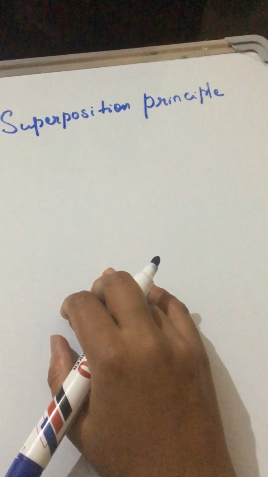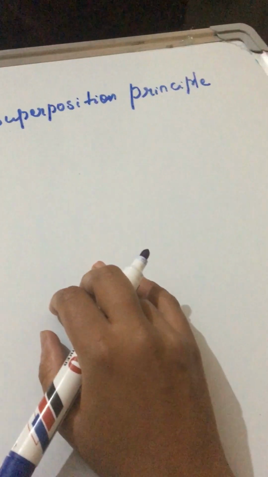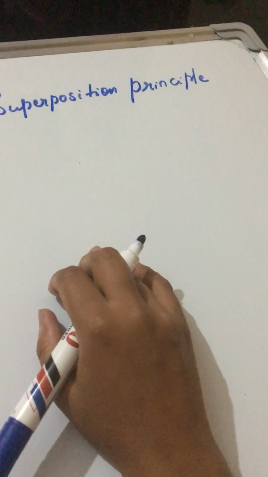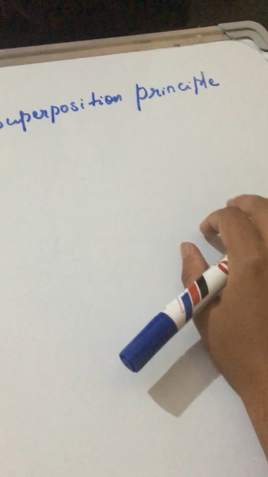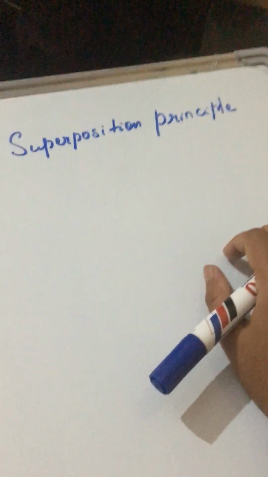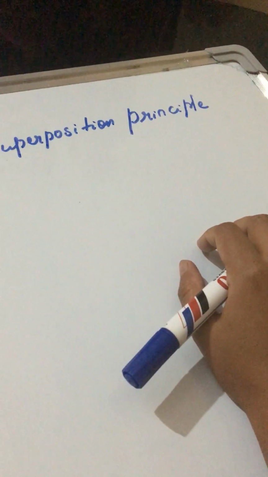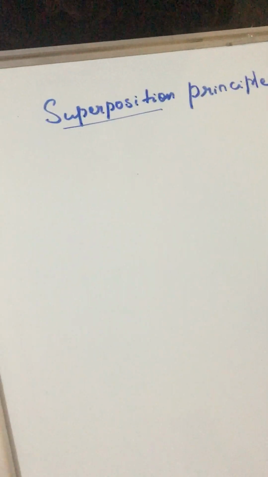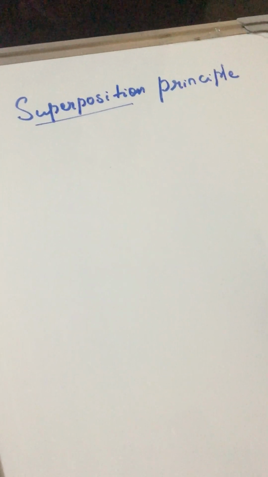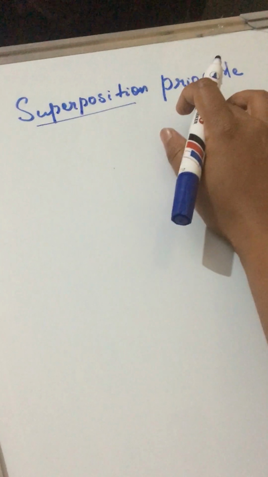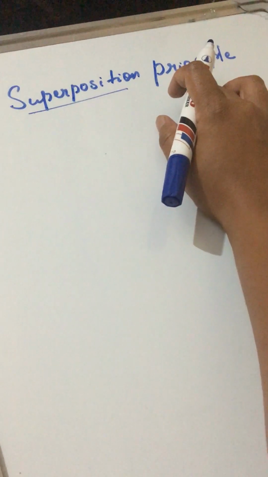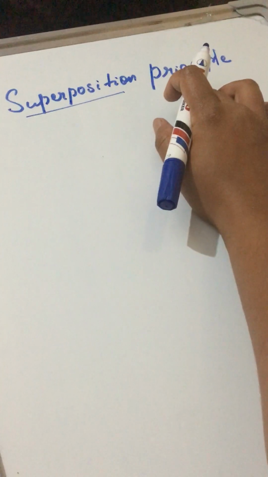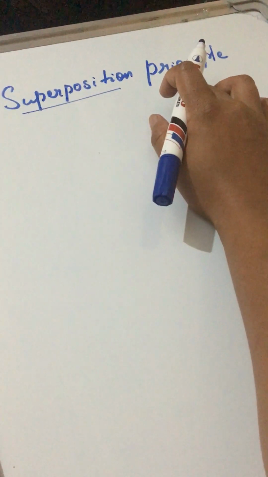Hello students, now we will be doing the last topic of this first chapter, which is the superposition principle. It is not a new thing, because the name itself, superposition, means when it is superimposed one after the other. This superposition principle is applicable when there are more than 2 point charges.